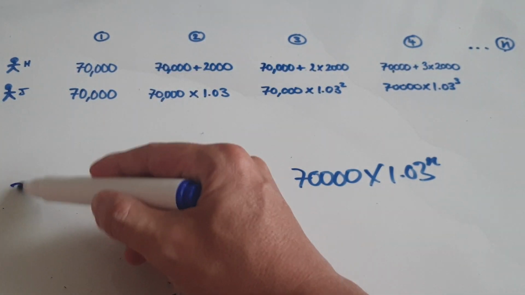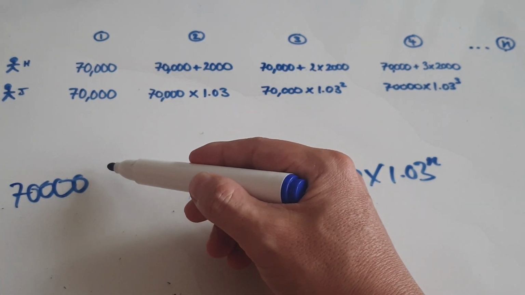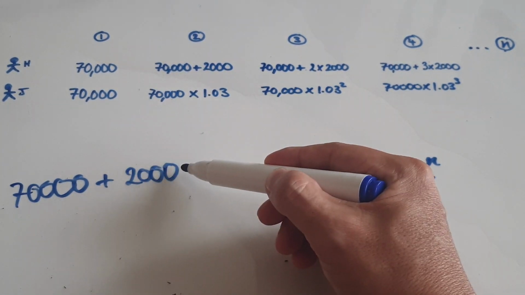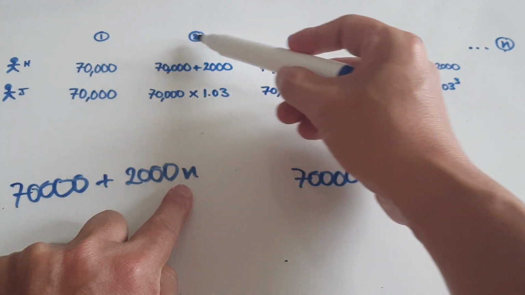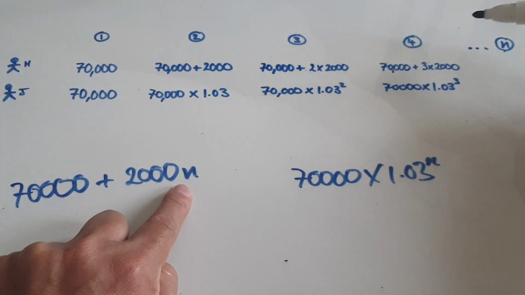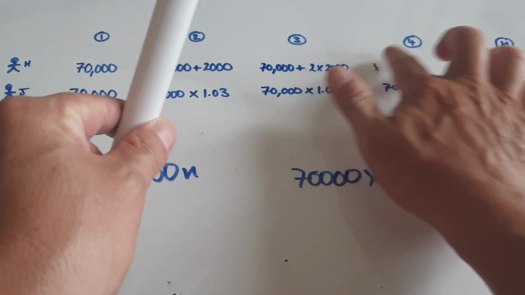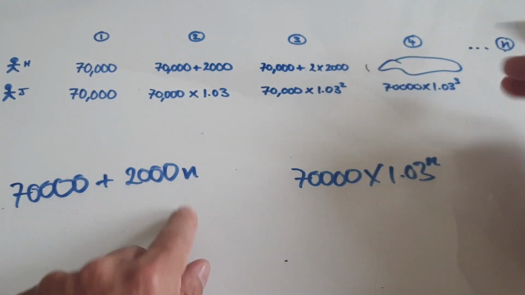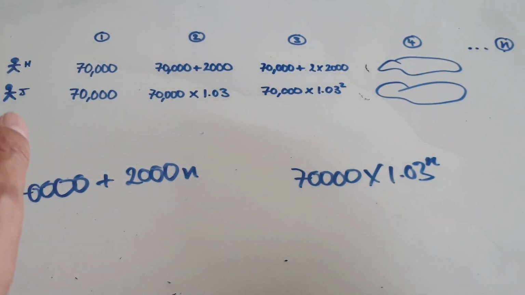For Helen here, it would be 70,000, and then remember, each year she gets an extra 2,000, but then you've got to stick an n here. So this n here represents the year. So for any given year, for example year 4, how would you work out how much Helen would get? For any given n, how would you work out how much Jane would get?